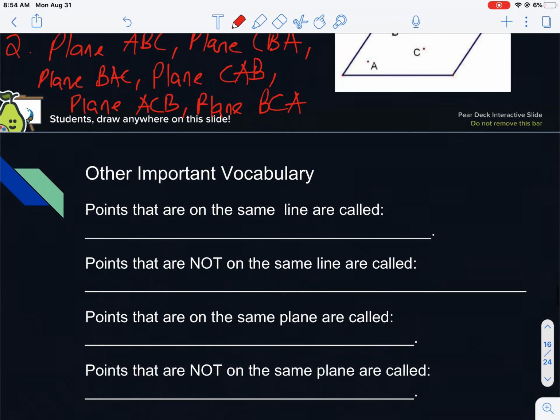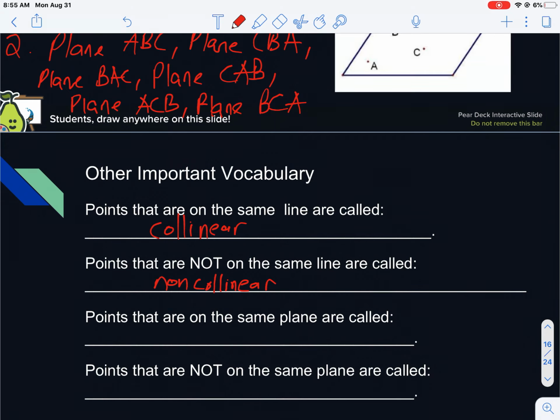So, last but not least, other important vocab. Points on the same line are called collinear. Points not on the same line are called non-collinear. Right? So collinear, with, linear, line, with the line. So if all points are on the same line, we say they're collinear. If they're not on the same line, they're called non-collinear, right? Non means no, with, linear, line. Not with the line, or with the line.